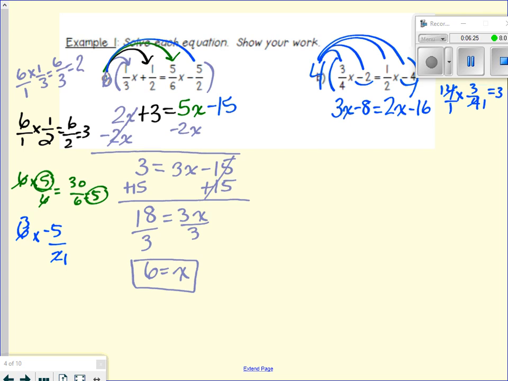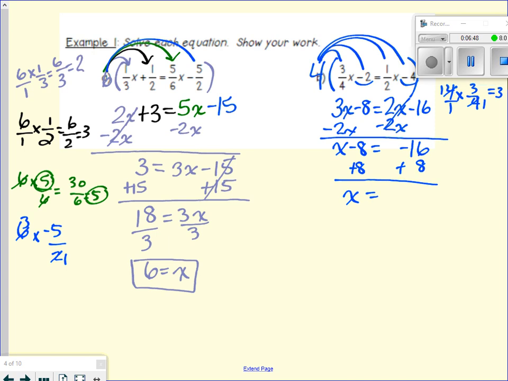All right, let's go ahead and solve for the value of x. We're going to subtract 2x on both sides, and you're left with 1x minus 8 equals negative 16. Make sure you bring down negative 16. Then we're going to move our constants to one side, and now we're left with x equals negative 8.